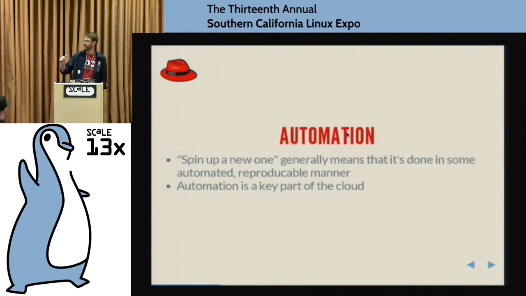So spin up a new one generally means that there's something automated. Automation is an important part of OpenStack. There's a component called Heat that does orchestration, and it can do things like watch my instances. When the average utilization goes above 30%, spin up another 10. And that all happens automatically and doesn't require any human intervention. So that's kind of some definitions there.